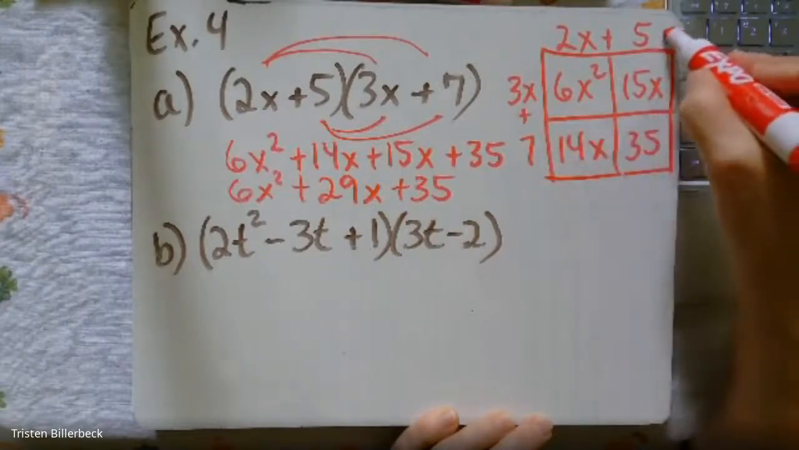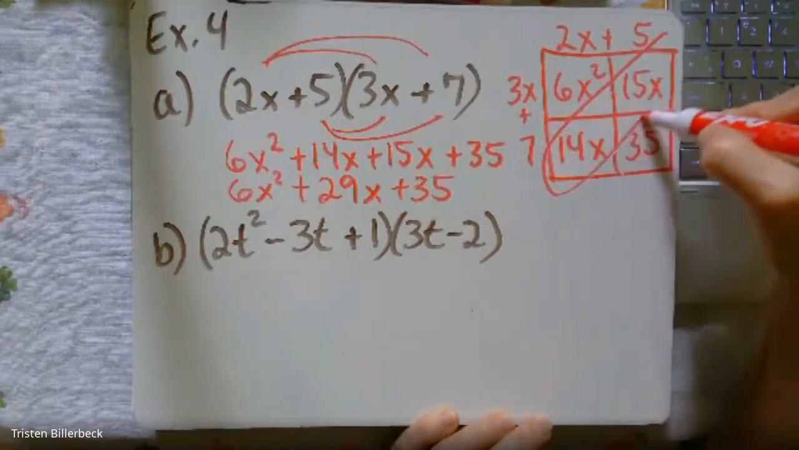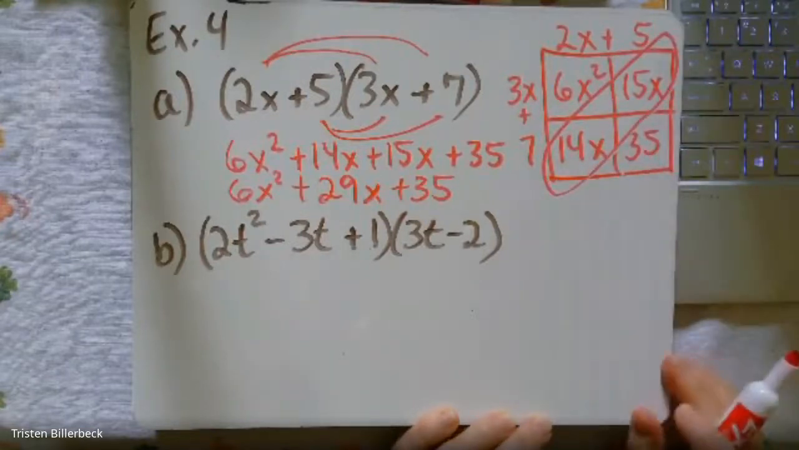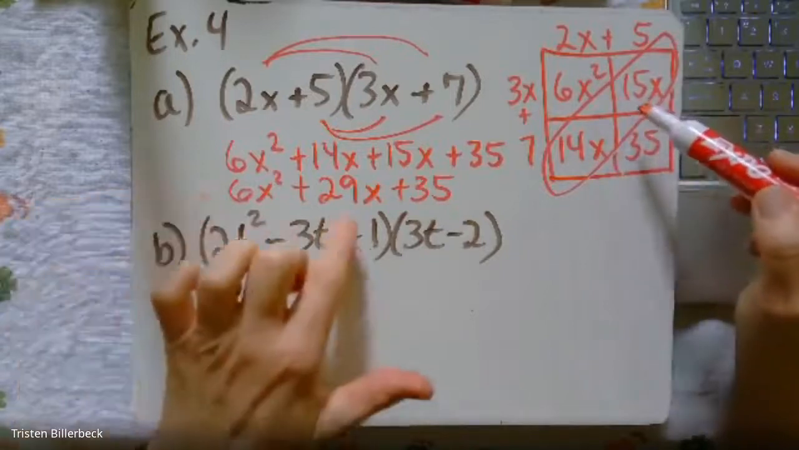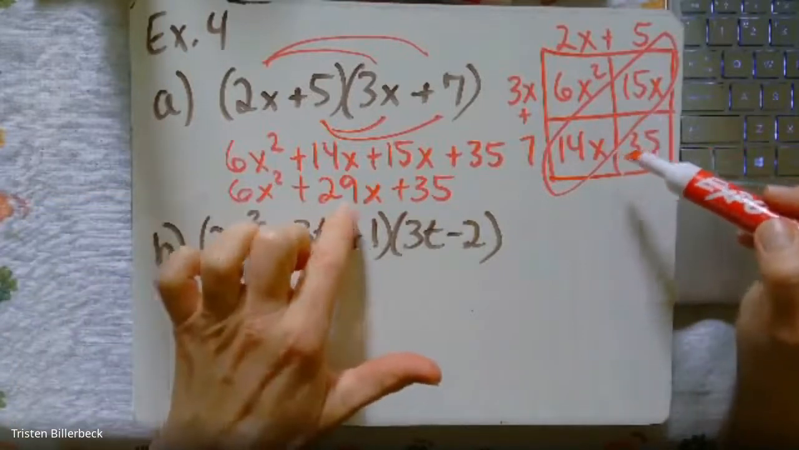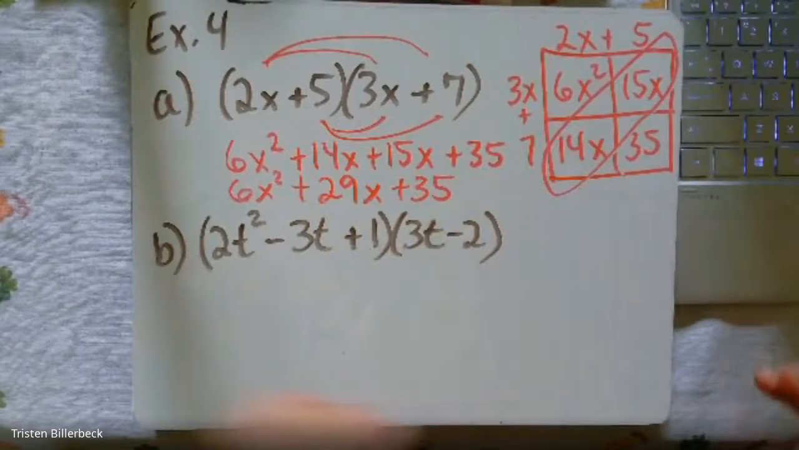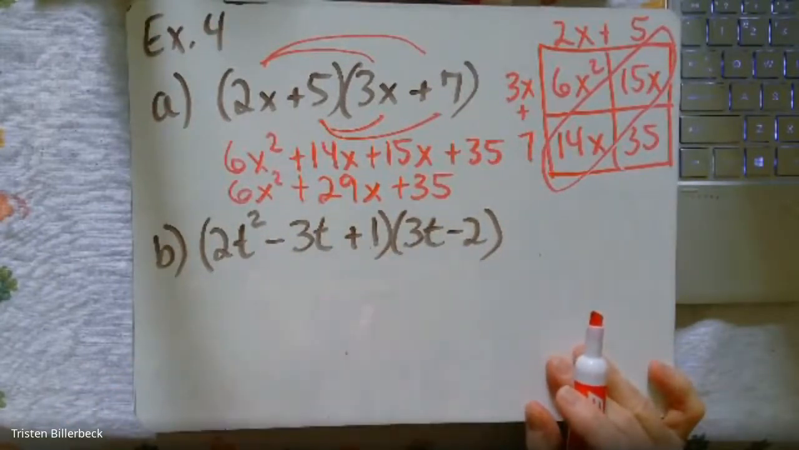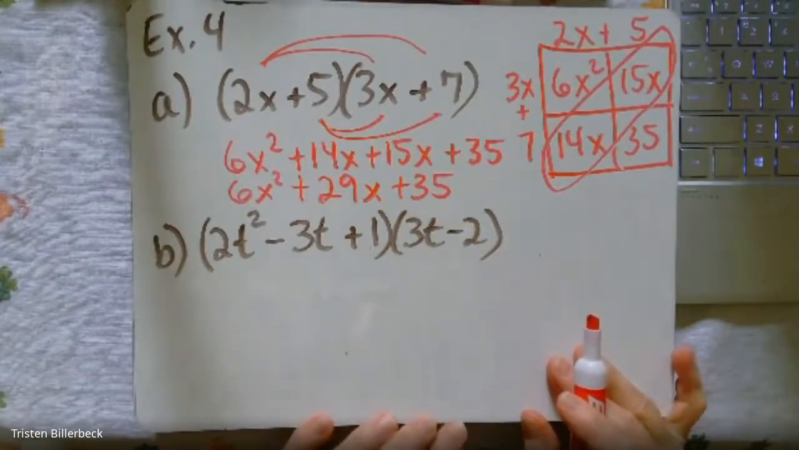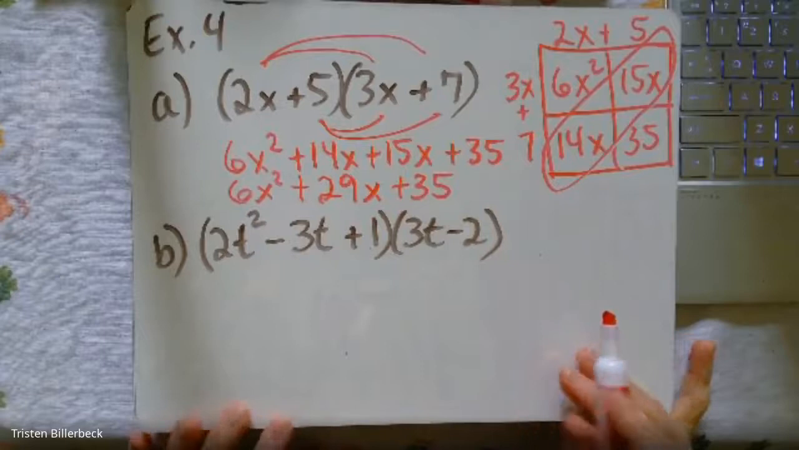We have like terms here, so we could circle them to remind us to combine them. So 6x squared, these two combined are 29x, and then 35. So when we have this, I would recommend just doing the box. I'll show you the other way just so you appreciate the box, though.